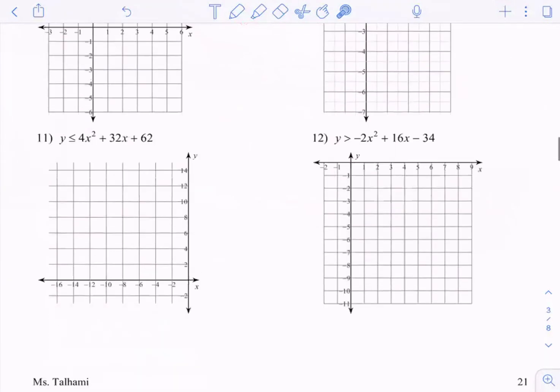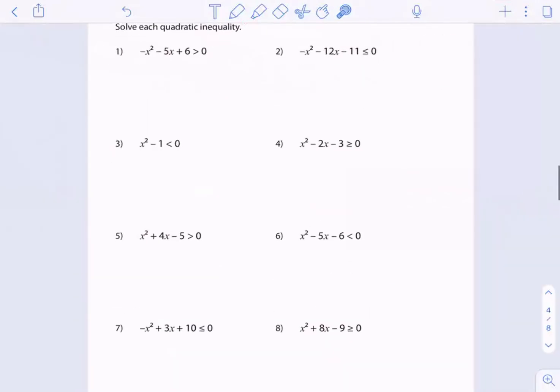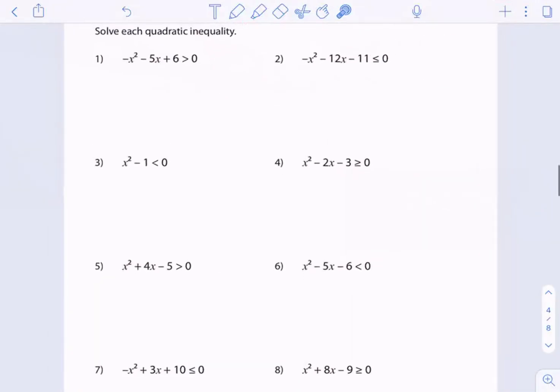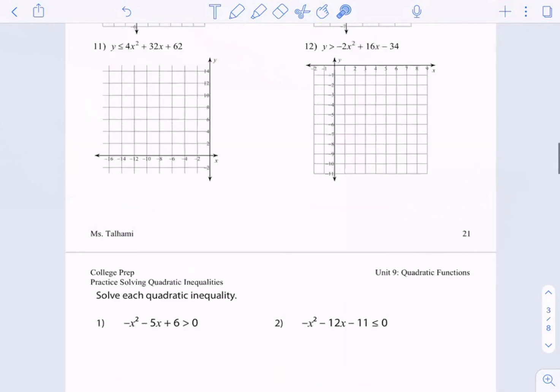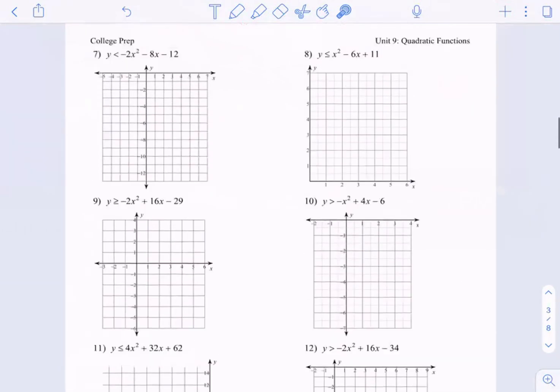So after you practice graphing, there's one page of 8 questions to practice solving inequalities. So pause the video here, give it your best try, and come back and check all your answers when you're done.